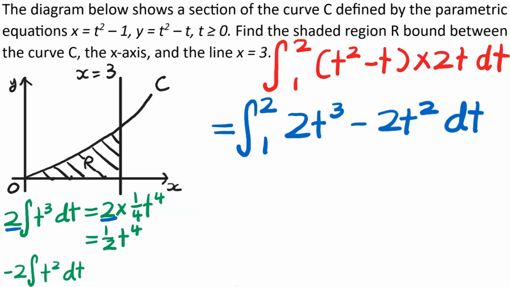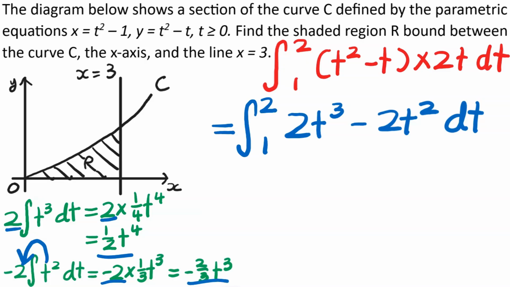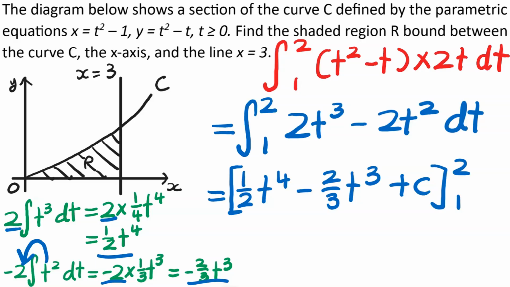And then if we integrate the minus 2t squared, again I've taken the minus 2 out of the integral. When you integrate t squared, it's equal to 1 over 3 t to the power of 3, and multiply this by the minus 2 we took out at the start, so it's equal to minus 2 over 3 t cubed. So if you add these terms together, you get that this integral is half t to the power of 4 minus 2 over 3 t to the power of 3.